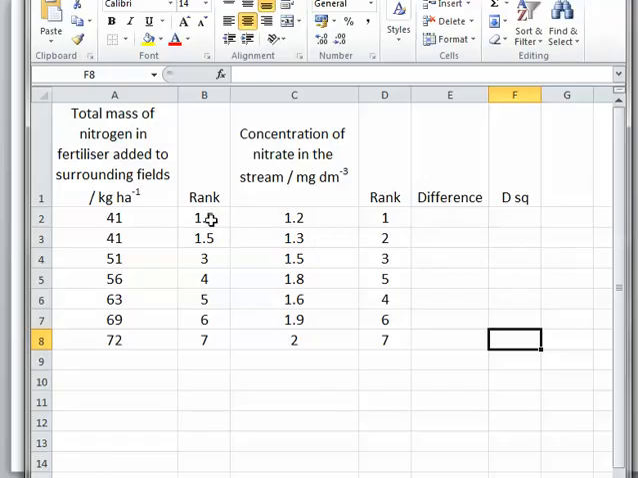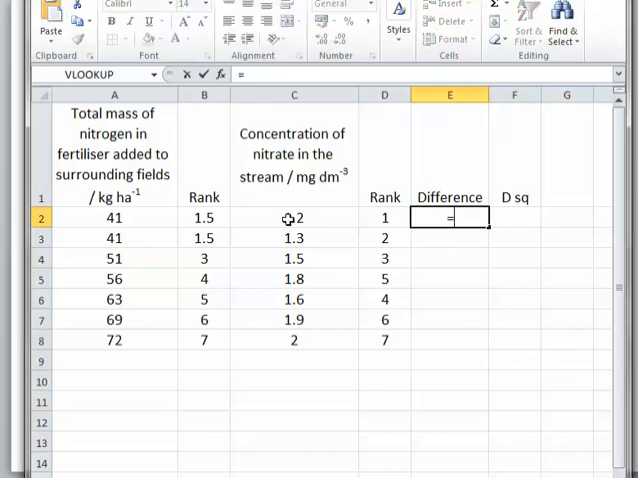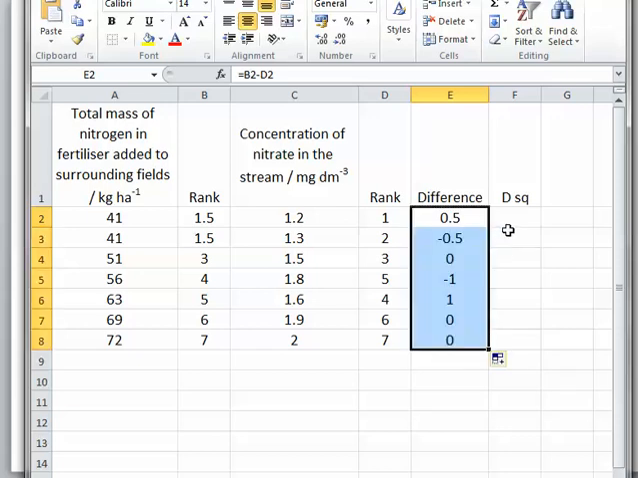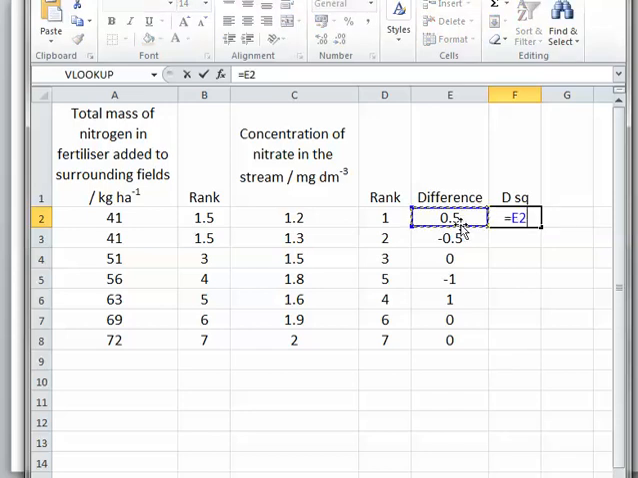So if I go into my spreadsheet, I've ranked all the values, and now I need to work out the difference between the ranks, so I just put that is equal to that minus that. So one rank minus the other rank gives you the difference between the ranks. And I can do that for all my values, and then I need to do the difference squared, and that's really simple. That's just equal to that multiplied by itself, and then I've got the difference squared.